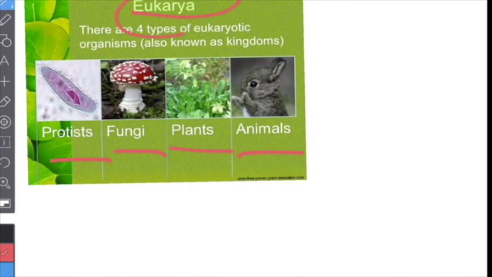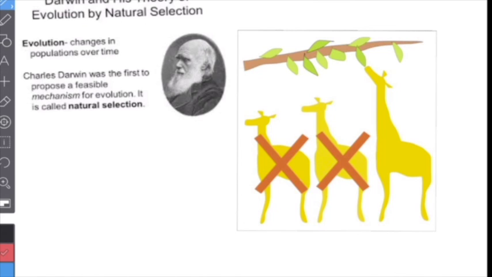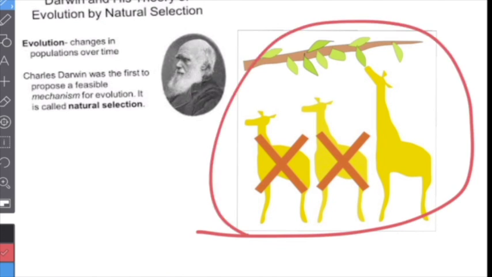And finally, we talked about Darwin and his theory of evolution. So evolution is a process of change over time. He also talked about natural selection. So here's an example of natural selection we talked about.